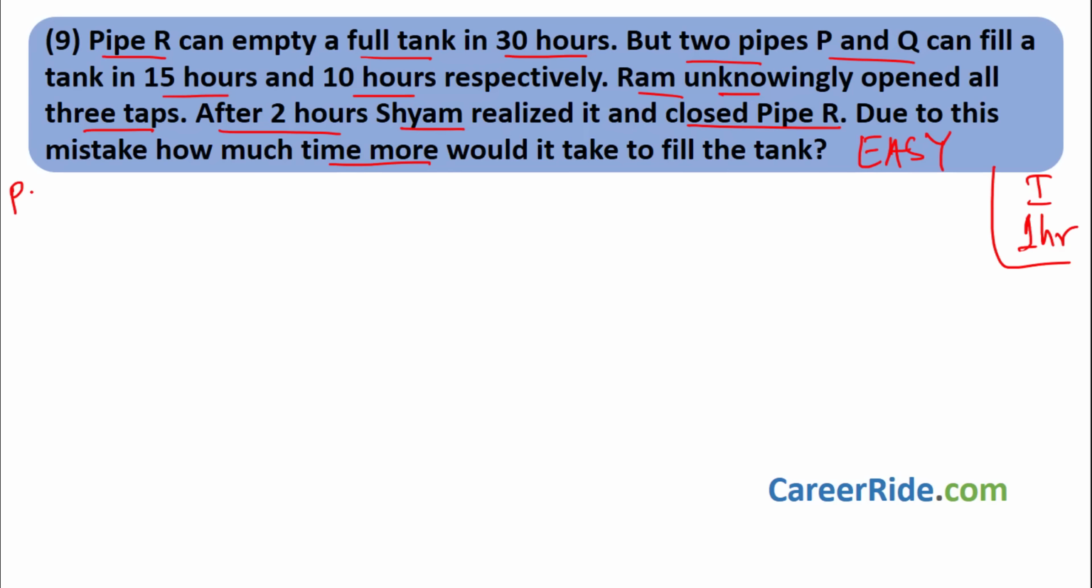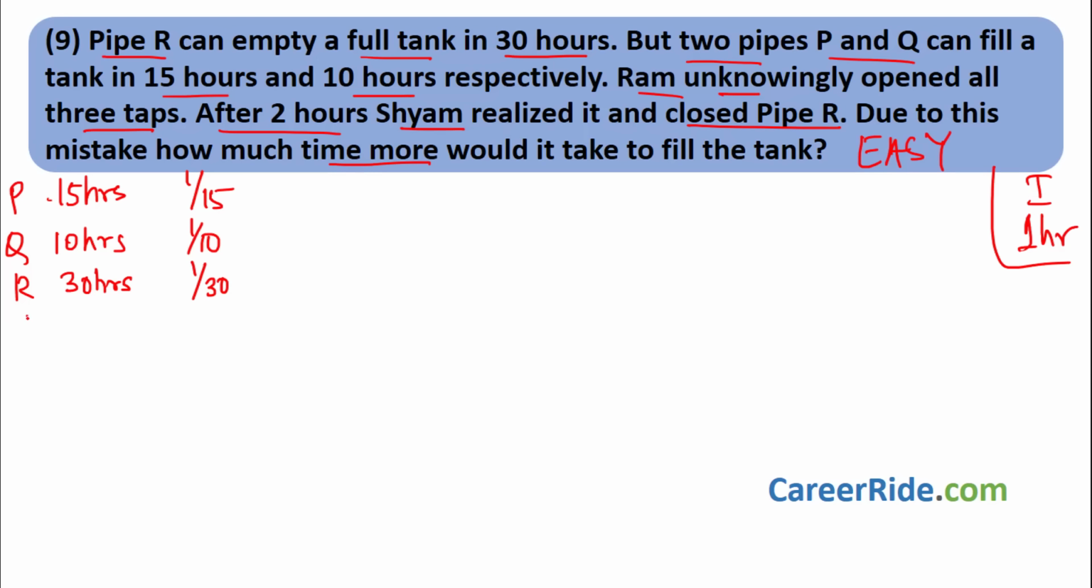Now for P, we have to find the 1 hour work, inversion, right? How much time does P take? 15 hours to fill the tank alone. So in 1 hour it does 1 by 15 of the work. Q takes 10 hours, so in 1 hour it does 1 by 10 of the work. R empties the tank in 30 hours, so in 1 hour 1 by 30 of the tank is emptied by R. So we have found these out.